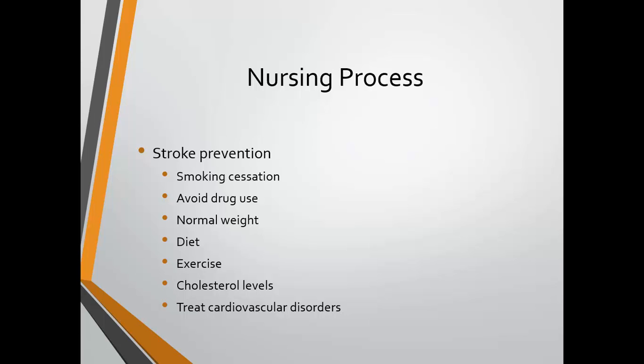Looking at the nursing process under stroke prevention, you want to discuss with patients of all ages the importance of smoking cessation, avoiding drug use, maintaining normal weight through diet and exercise, which will also decrease the risk for hypertension and diabetes type 2, which are both risks for stroke. Cholesterol levels need to be screened for hyperlipidemia, so we can get them on medications to reduce that. Treating cardiovascular disorders and infections like infective endocarditis is going to be important.